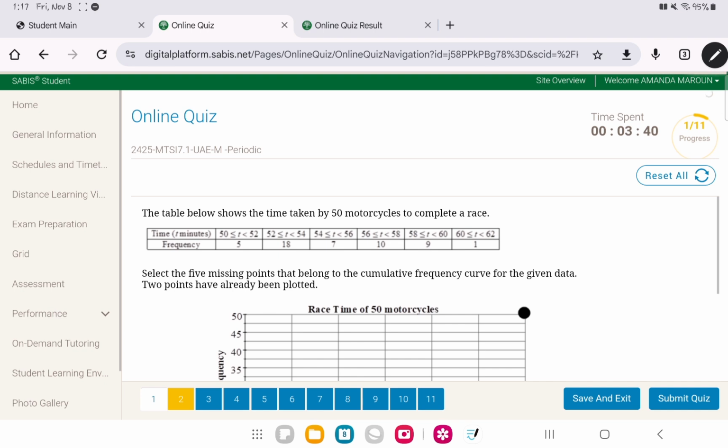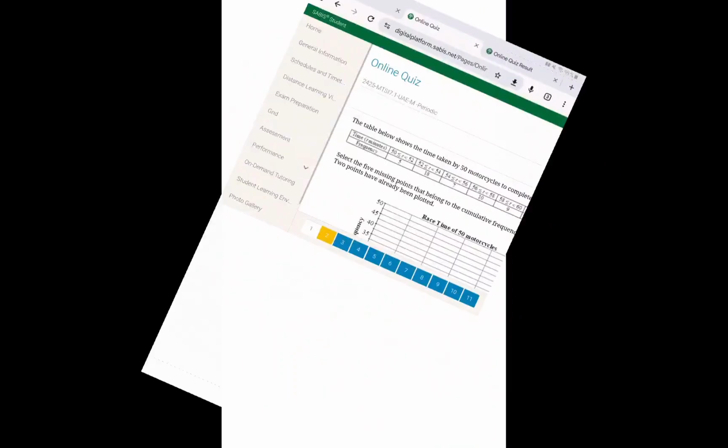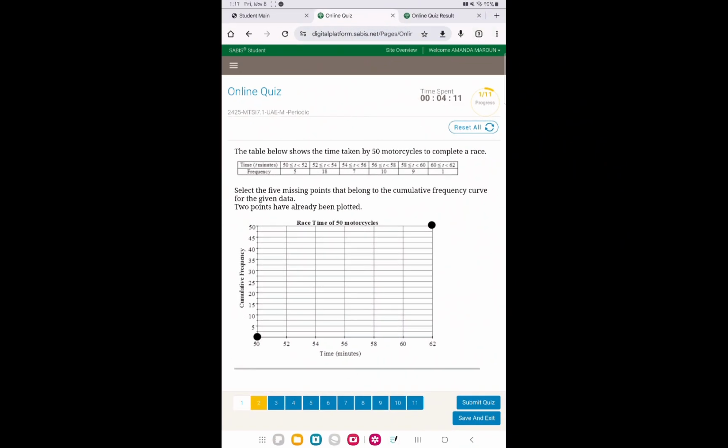Then we move on to question number 2. The table below shows the time taken by 50 motorcycles to complete a race. Select the 5 missing points that belong to the cumulative frequency curve for the given data. 2 points have already been plotted. So what I'm going to do is change my screen to like this. All right, so now we get the full screen to solve.